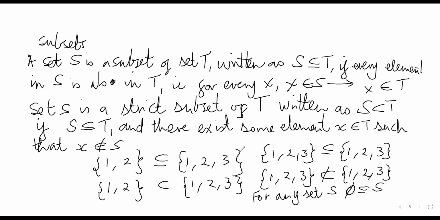This one is a subset of that. {1, 2} is a subset of {1, 2, 3}. And because 3 is not in {1, 2}, then it's also a strict subset. Okay, so that differentiates them.